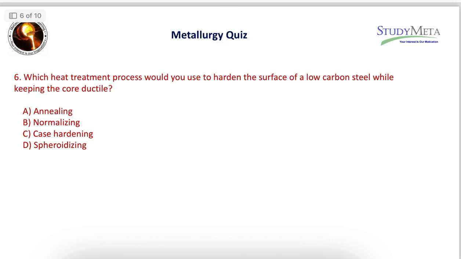Now the next question, which heat treatment process would you use to harden the surface of low carbon steel while keeping the core ductile? Again, it is talking about some kind of surface hardening treatment, a surface heat treatment process. In the options, annealing is not a surface treatment process, normalizing is again not, and the other one is again not. The correct option is C, which is case hardening, which can be useful to harden the surface of a steel and at the same time the core will be ductile.